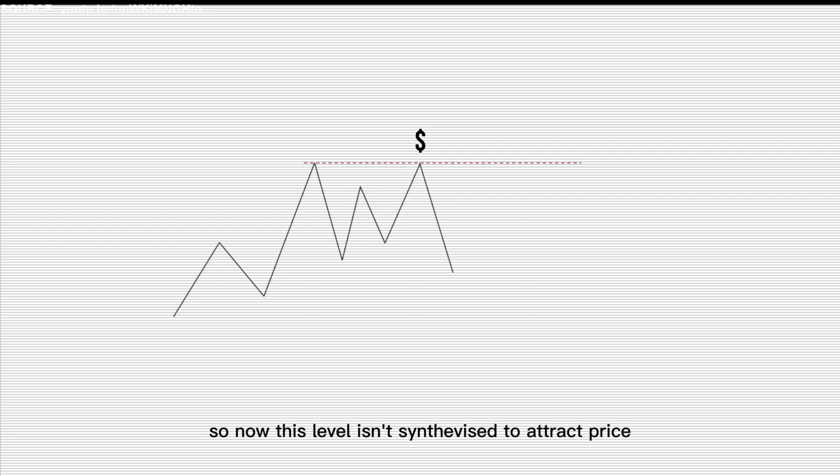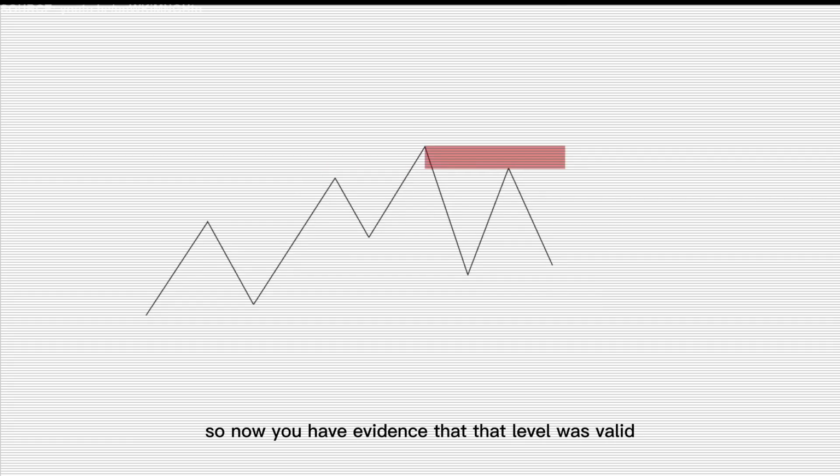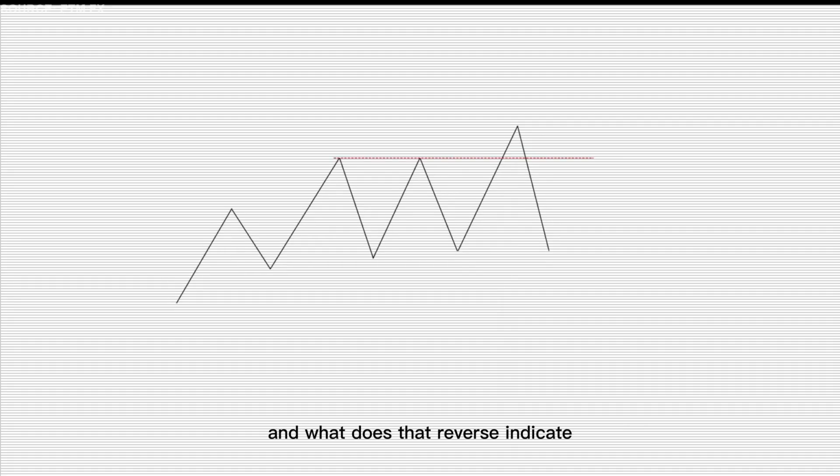So now this level is incentivized to attract price, and it will act as a magnet for price to later do what? Run over this level. So now you have evidence that that level was valid, and retail traders might be a part of that move. So anybody that purchased price at that level, their stop losses would go on the swing above. And what does that reverse indicate? That indicates a trap, a stop hunt.